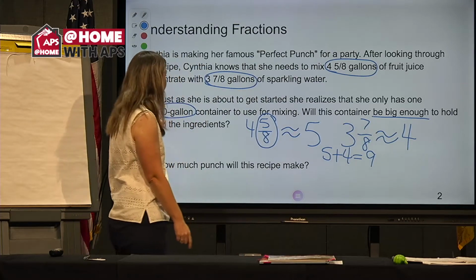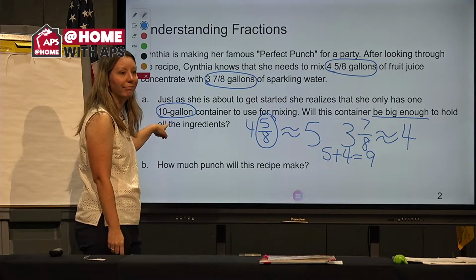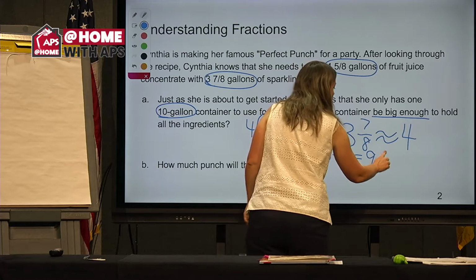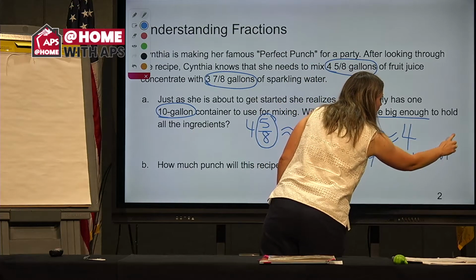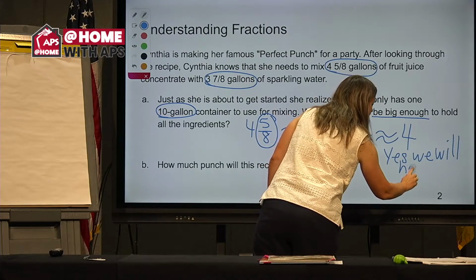Do I have enough to make that 10? Yes, we will have enough.